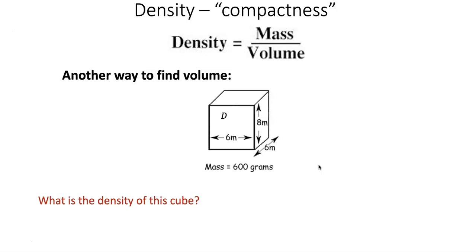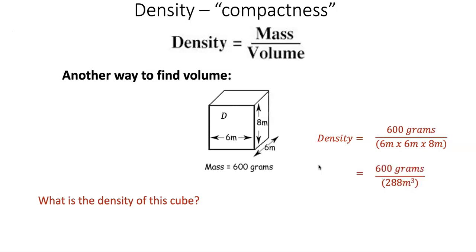All right, so density is mass over volume. So the mass is 600 grams. And the volume is going to be length times width times height, which is 6 meters times 6 meters times 8 meters. Do that multiplication on the bottom and you get 288 meters cubed. And then you divide 600 by 288 and you get about 2.1 grams per cubic meter. And that's the density.